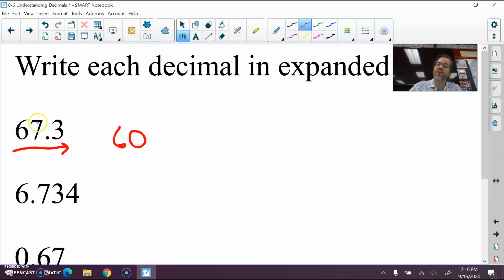All right. Now the next digit is the 7. It's in the ones place. Its value actually is 7 here. So I have 60 plus 7. I think you would all agree that 60 plus 7 does equal 67. Plus, and now I have a 3 over here, but its value isn't 3. Its value is 3/10. So I'm going to just write 0.3 here.